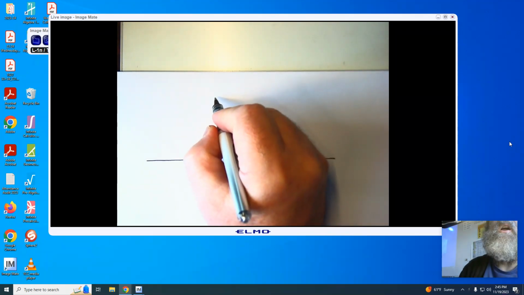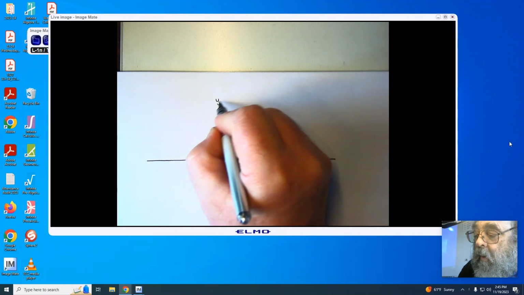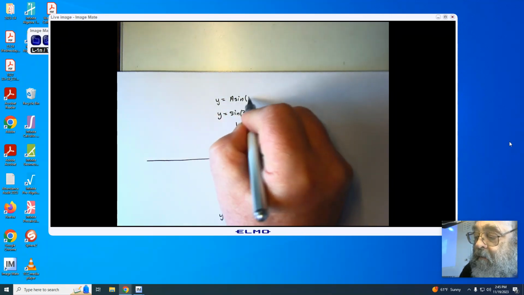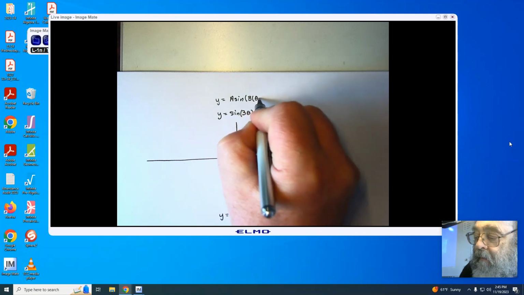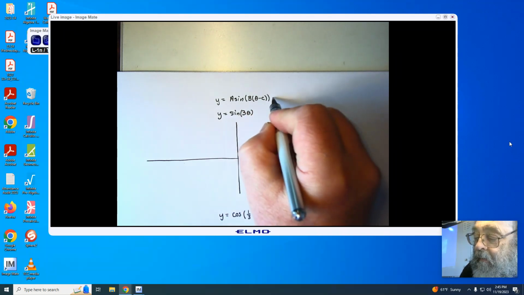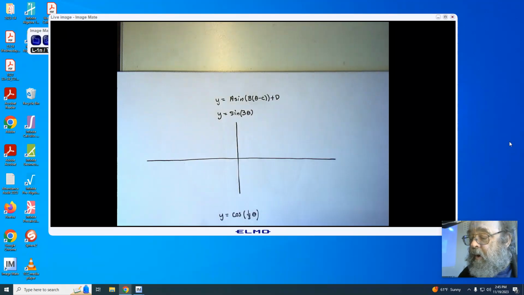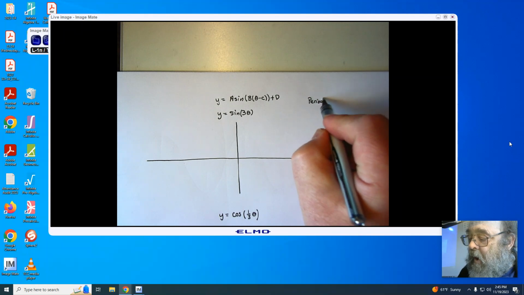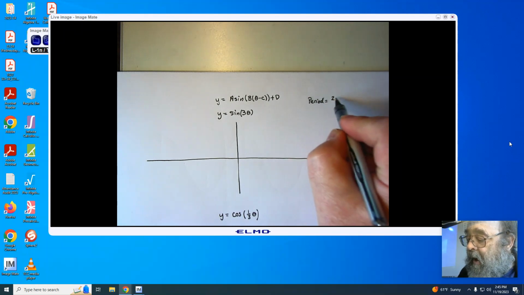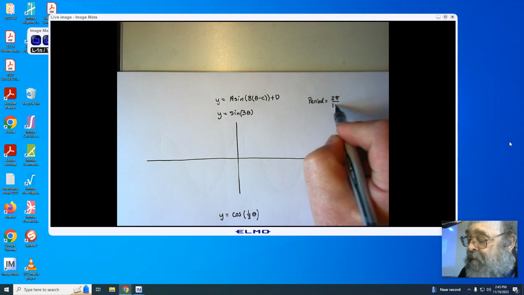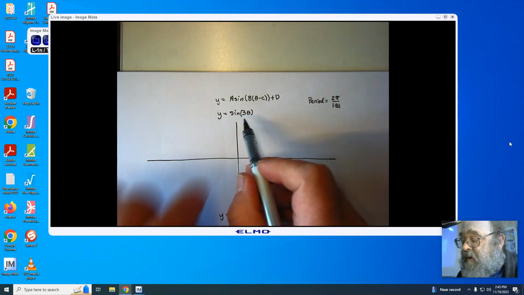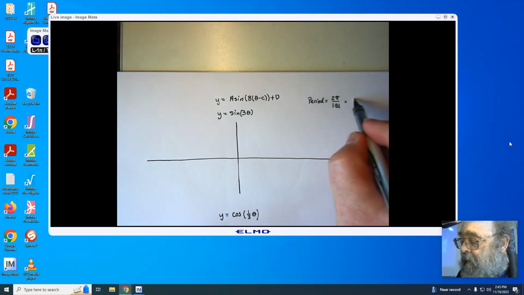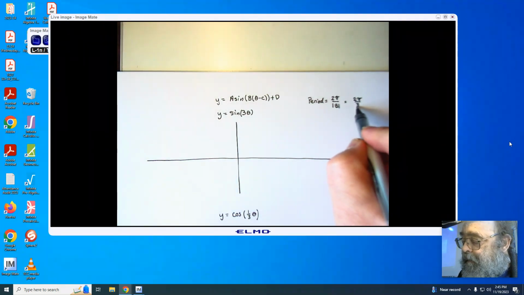Let's just write our equation up at the top again. Y equals the amplitude A sine, parenthesis b, parenthesis theta minus c, the quantity plus d. So we're currently working with the b value, and the period is always identified as 2 pi divided by the absolute value of b. So in this case, our b value is going to be a 3, and so our period is going to be 2 pi divided by 3.